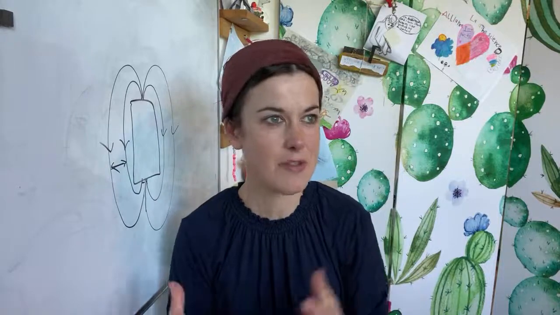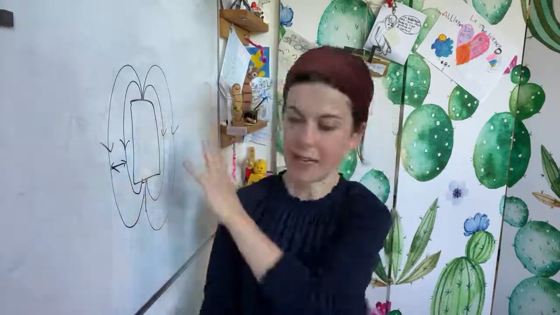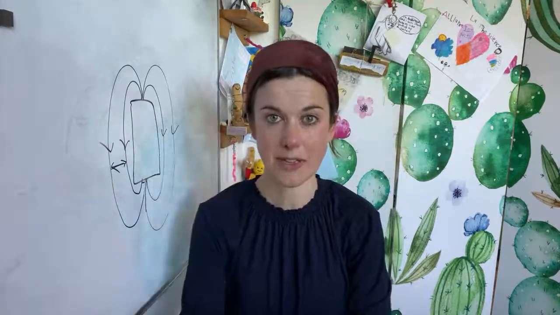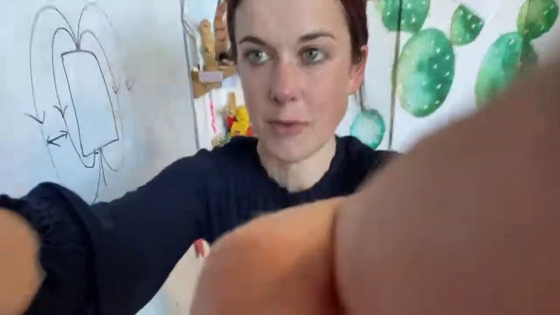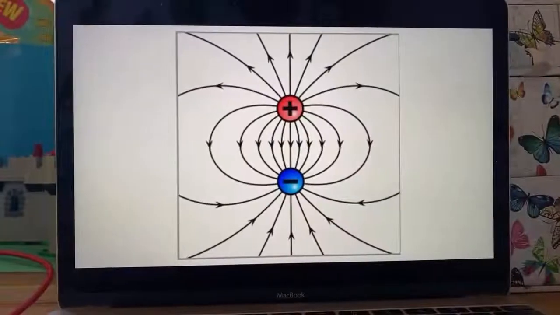Magnetism and electricity, they're almost the same thing. So you could call this an electromagnetic field. Charged particles have got an electric field around them as well. Here we go, there's a little picture.